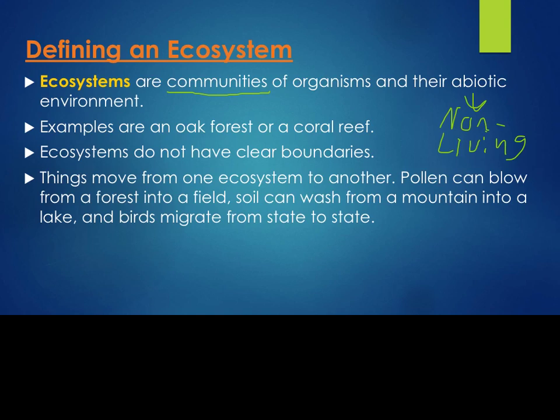Animals move. In the case of plants, as it says here, the pollen from one plant can blow from a forest into a field, from a forest ecosystem into a field ecosystem. Soil can get washed away from a mountain way up high and end up in a lake. Birds fly from state to state or country to country as we go from summer to winter, and then again from winter to spring. We start to see these migrations. So this is all showing you that ecosystems are not set and defined, and organisms move into and out of them as they please.